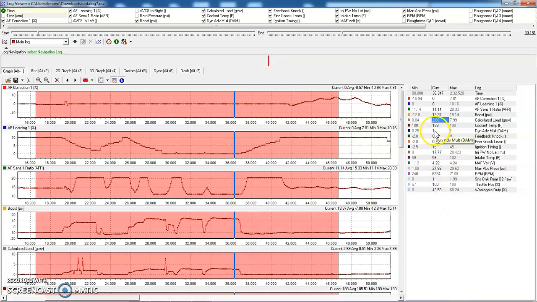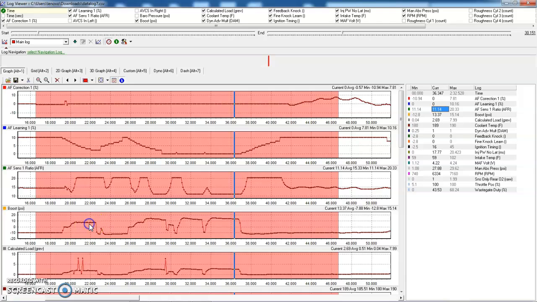Other super important ones are dynamic advance multiplier, feedback knock, and knock learning. So these two values we'll want to see under 2 or 3. Negative is okay. So air-fuel ratio, we want to be about 11 under boost, so that's good too.